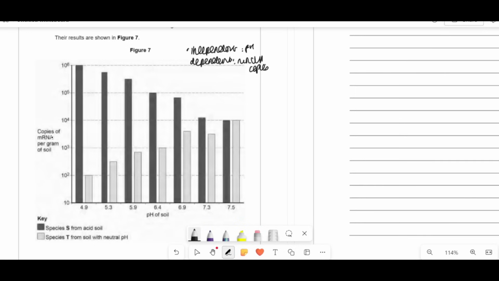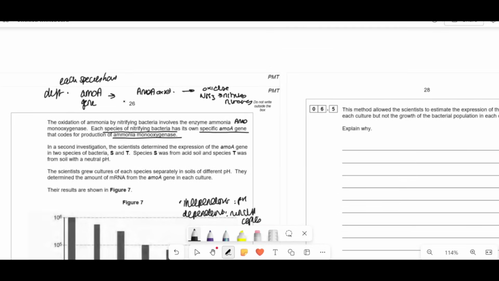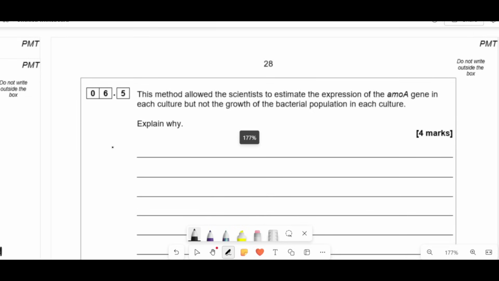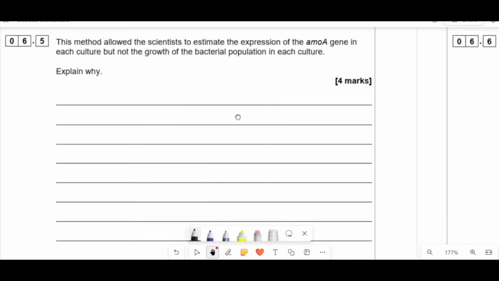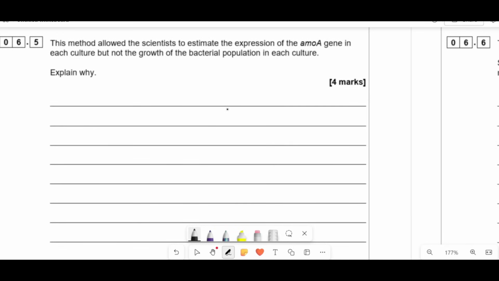We also can't use it to estimate growth. All this does, and this is why I wrote this here, is convert ammonia eventually into nitrates and nitrites. It does not tell us anything to do with cell growth in this case, which is their cell division, which is binary fission. It has no link there. So that's why we have to explain why. In these kinds of questions, you need to think, is what they're measuring actually directly relatable to the thing that they're trying to claim?